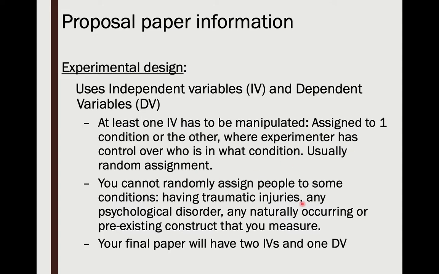You cannot randomly assign people to some conditions. Like, you can't assign people to have traumatic injuries, to have a disorder, to have a naturally occurring or pre-existing construct that you measure. So you can't randomly assign people to have, like, I don't know, high blood pressure, for example. And your final paper will have 2 IVs and 1 DV. Only one of them has to be manipulated. So you could have like gender and drug type given, for example, a placebo and an actual drug, because the drug type can be manipulated, but gender can't be. But only one of them has to be manipulated.